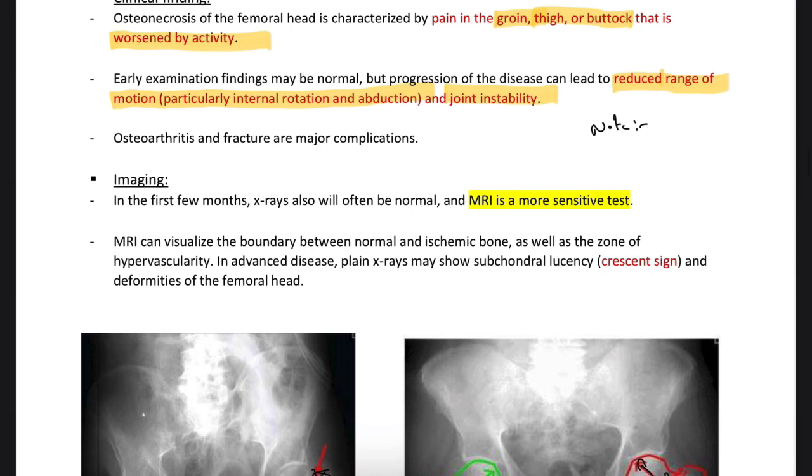So, what management can we do? Non-surgical options in early disease are non-weight bearing, NSAIDs for pain, bisphosphonates, which are controversial, and core decompression to improve blood flow. In surgical options, you can select, in late stage, osteotomy, total hip replacement, and bone grafting in selective cases.